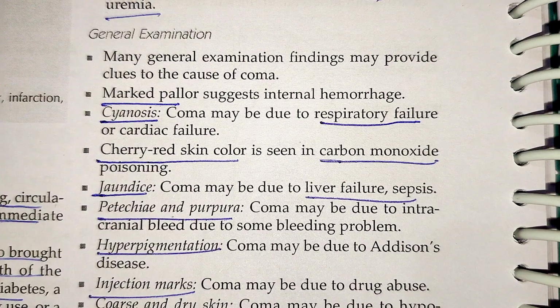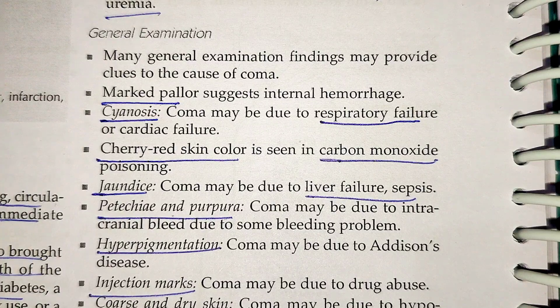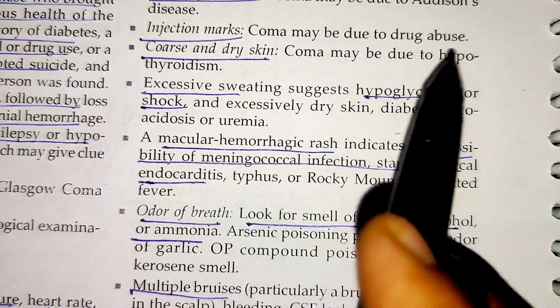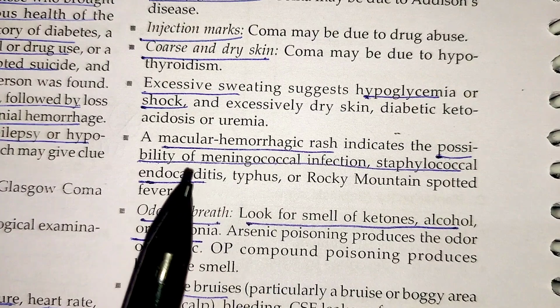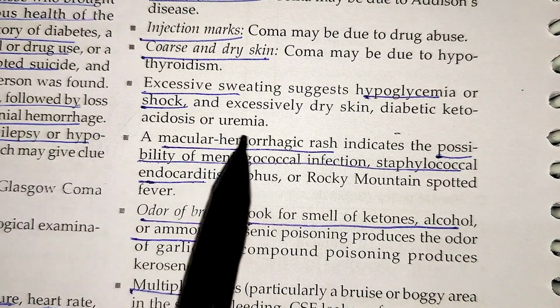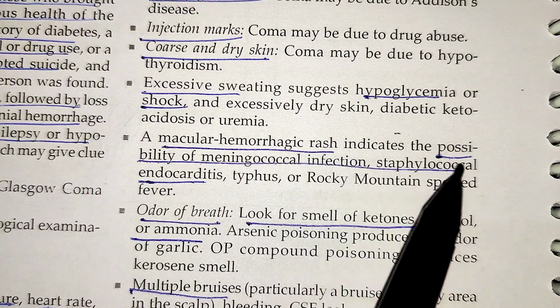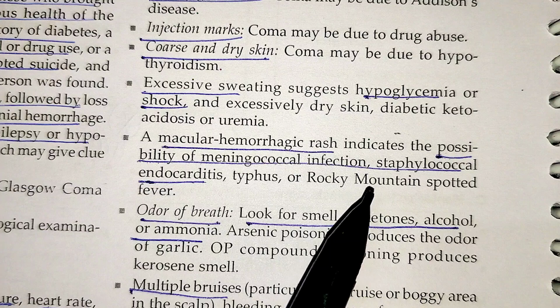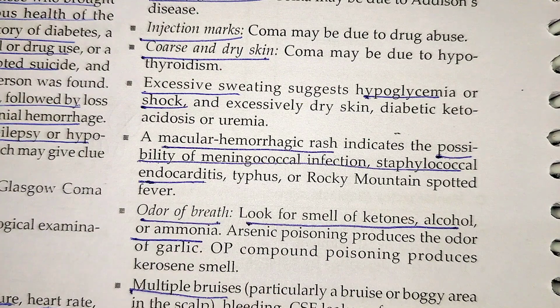Hyperpigmentation is seen in Addison's disease. Injection marks: if injection marks are seen while doing general examination, coma may be due to drug abuse. Coarse and dry skin suggests hypothyroidism. Excessive sweating suggests hypoglycemia or shock. If macular hemorrhagic rash is present, then it indicates the possibility of meningococcal infection, streptococcal endocarditis.